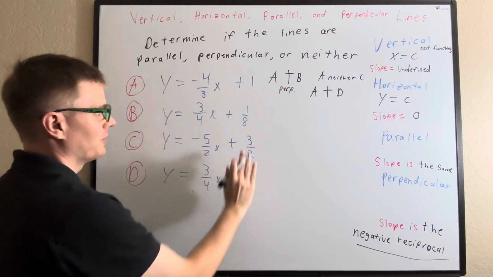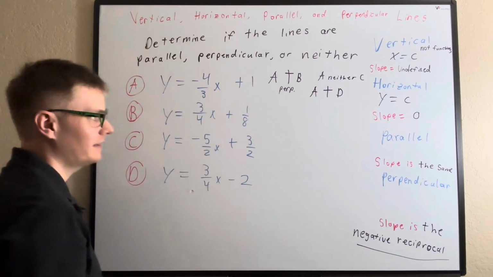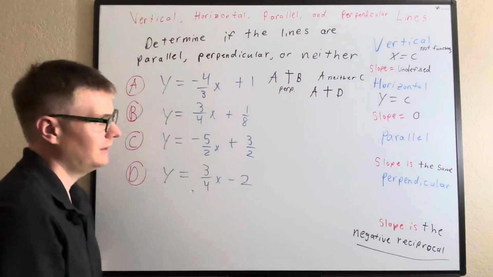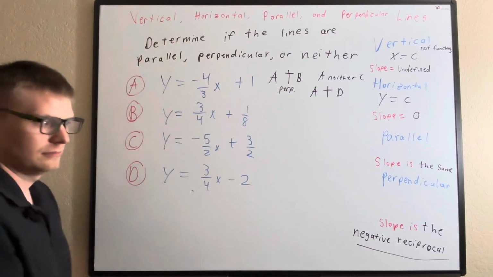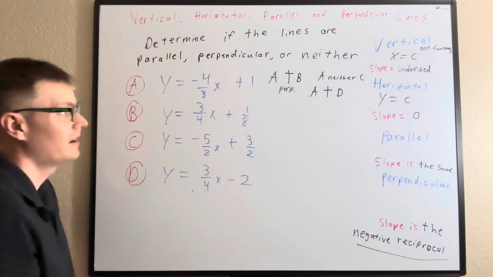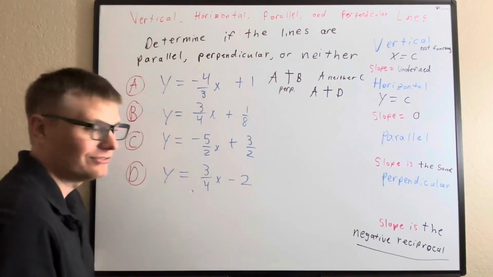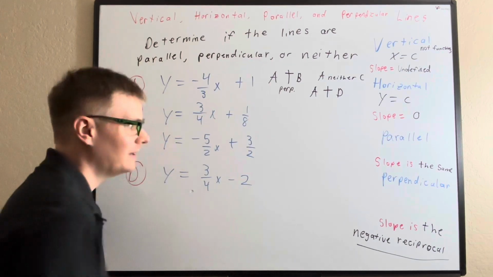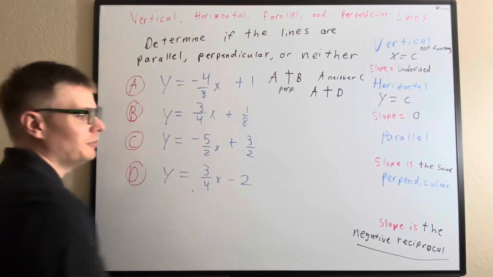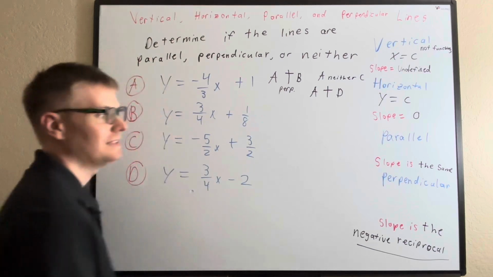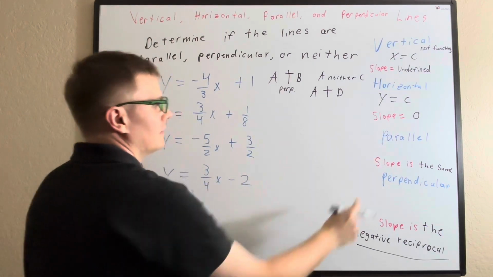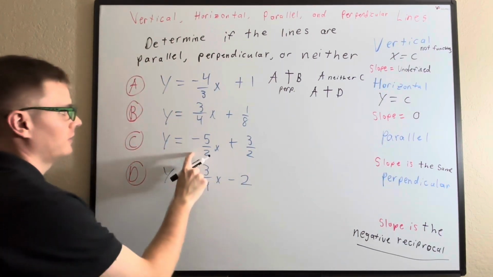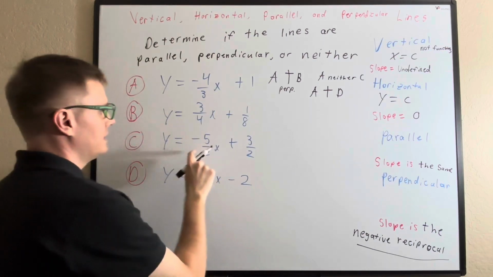See how I'm ignoring the y-intercepts? Don't need them, because all we're doing is determining if they're parallel or perpendicular. Do we need to graph these to figure that out? No, because we know if the slope is the negative reciprocal or if the slope is the same, then we'll know whether it's parallel, perpendicular, or neither. So B to C is neither.